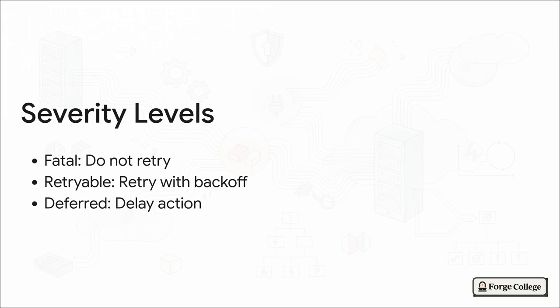So fatal means do not retry under any circumstances. That's your impossible physics blueprint. Retryable means, hey, retry but with a backoff. That's your dropped wrench. And deferred means delay the action and just monitor. That is your factory power outage.